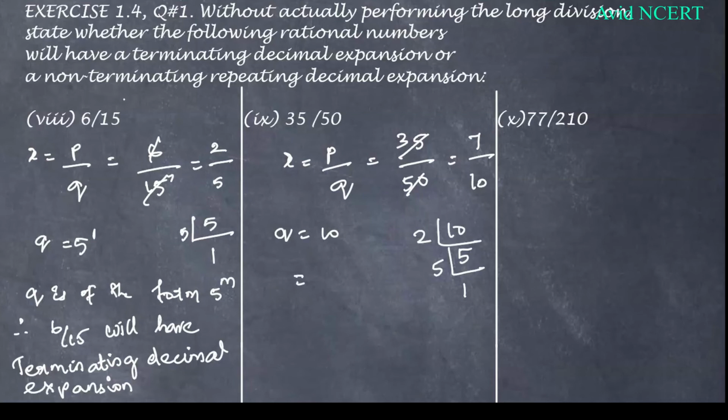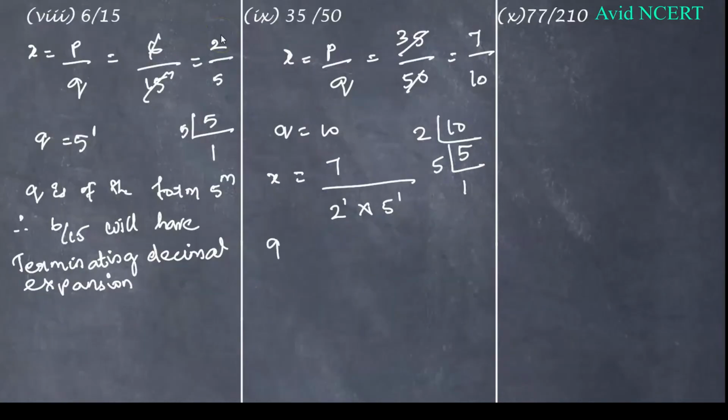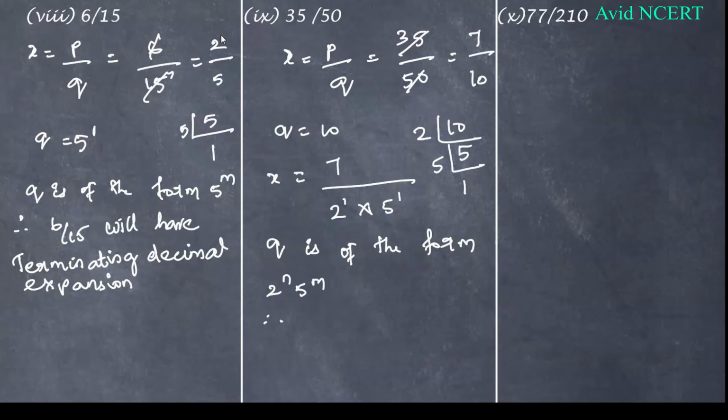So x is equal to 7 by, the factor for 10 is 2 into 5, 2 power 1 and 5 power 1. Therefore, we can conclude like this. q is of the form 2 power n and 5 power m. Therefore, 35 by 50, copy the remaining from the question, will have terminating decimal expansion.